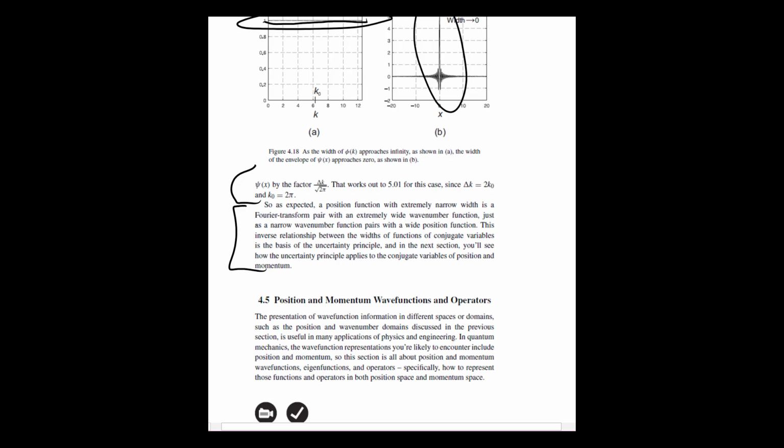This is summarized here. Narrow in one domain means wide in the complementary domain. That's the basis of the uncertainty principle, about which you can read a lot more in the next section. That's it for this one.